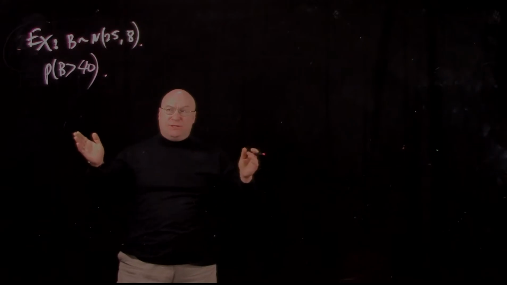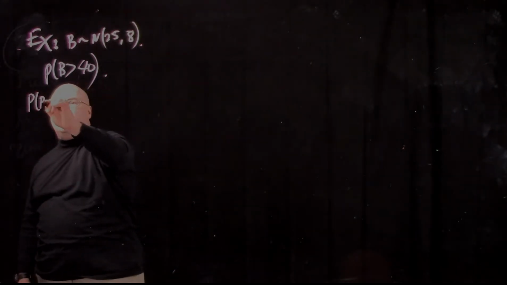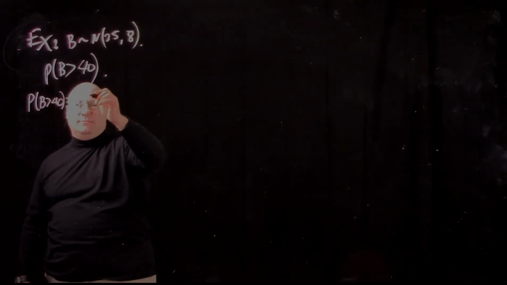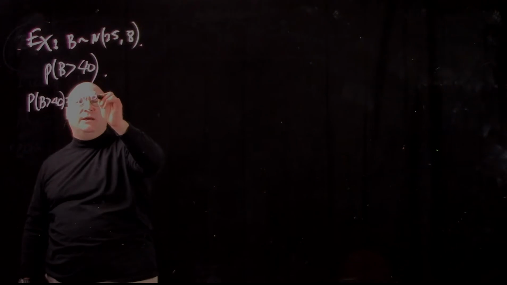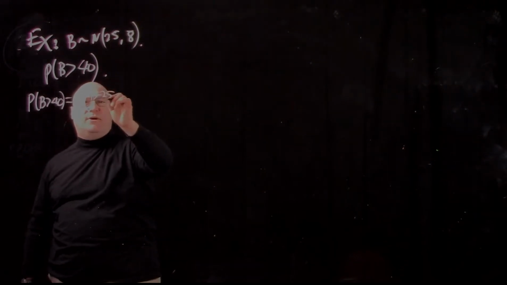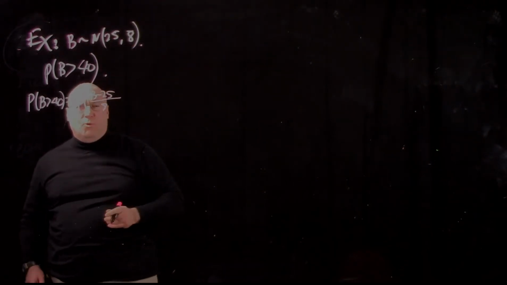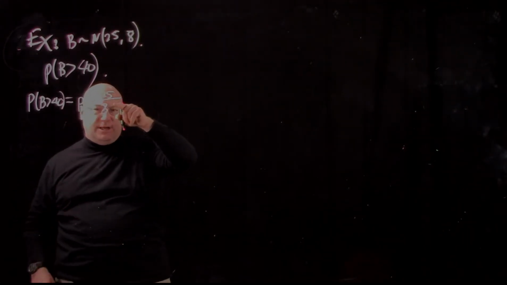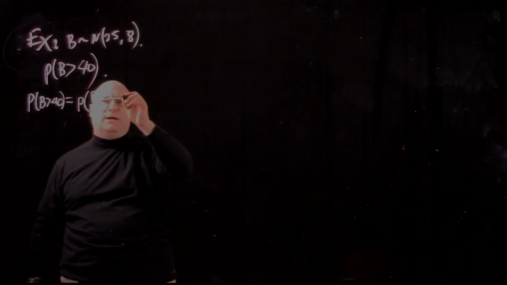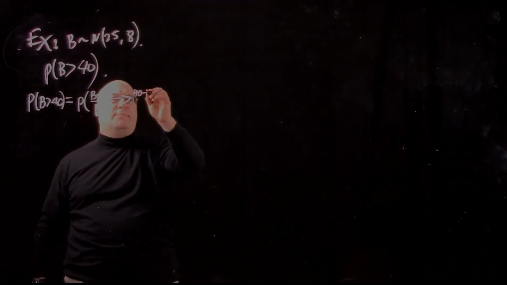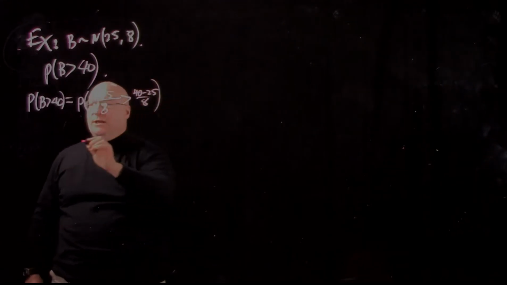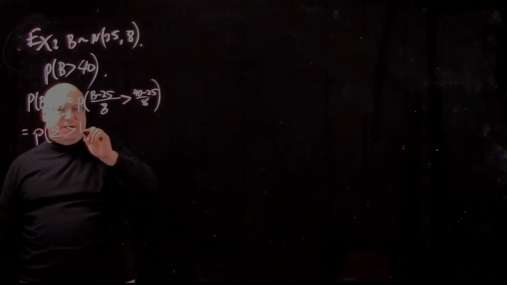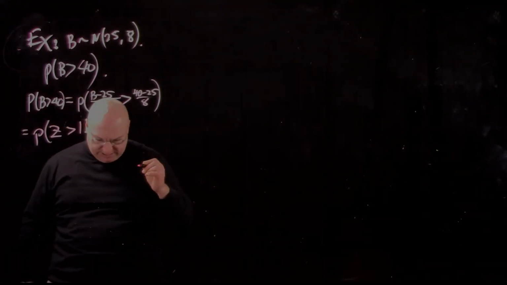Convert to the standard normal. The probability that B is greater than 40 is the probability that, I hope you did this, B minus the mean, 25, over the standard deviation. Work at it and make sure you get it straight, that the mean goes here and the standard deviation goes here. People get that mixed up sometimes. Greater than 40 minus 25 over 8. This becomes the probability that Z is greater than 1.875.